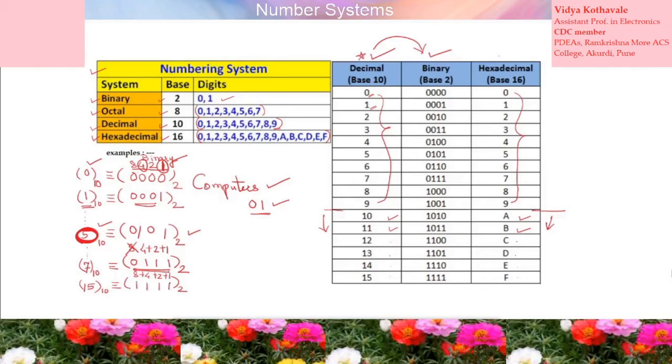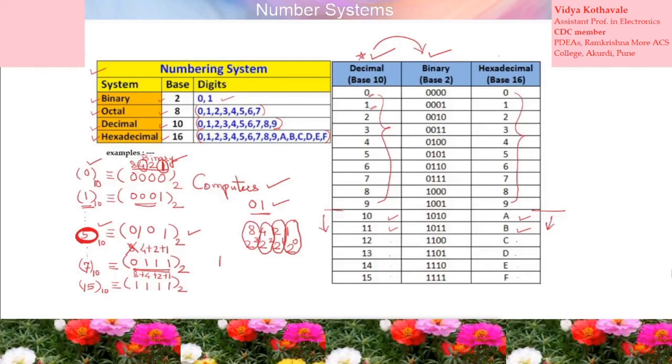And this is how 8, 4, 2, 1 is the binary equivalent of decimal 15. Now, why 8, 4, 2, 1? Because 2 raised to 0, 2 raised to 1, 2 raised to 2, 2 raised to 3. 2 raised to 0 is 1, 2 raised to 1 is 2, 2 raised to 2 is 4, 2 raised to 3 is 8.